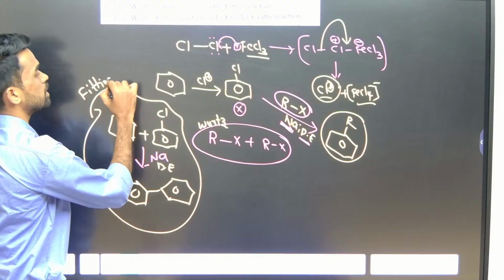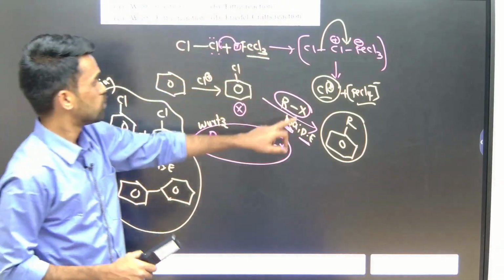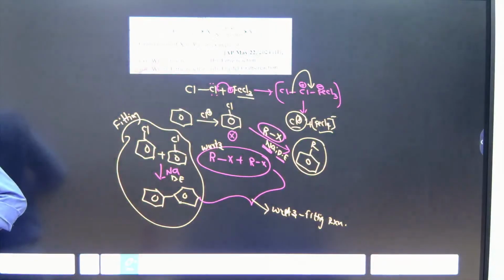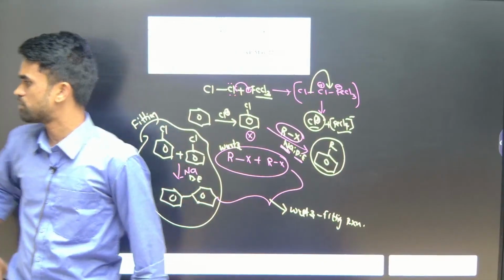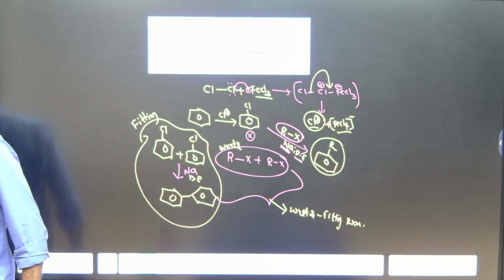But in the given reaction, one is an alkyl halide and the other one is an aryl halide. So it's a combination of alkyl and aryl, and you should call it the Wurtz-Fittig reaction. What is the name of this reaction? Wurtz-Fittig reaction. So option C, Wurtz-Fittig reaction, will be the perfect answer for the question. Is this clear? Guys, is this clear or not?